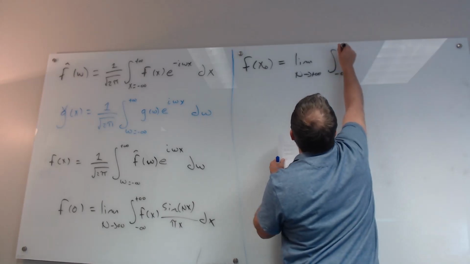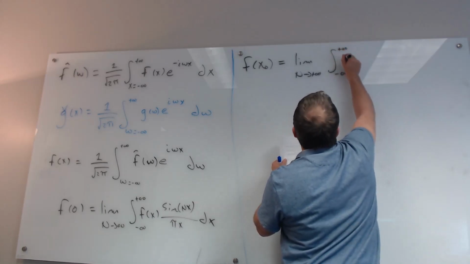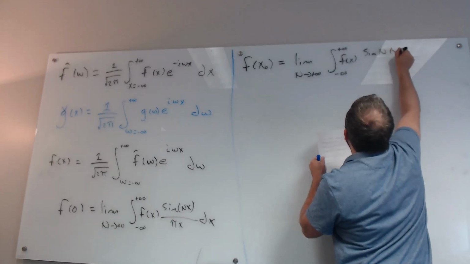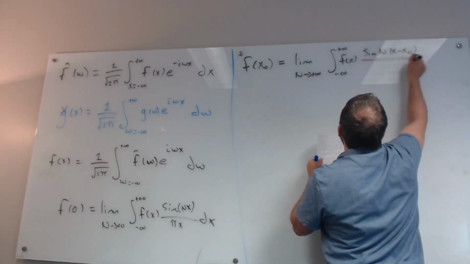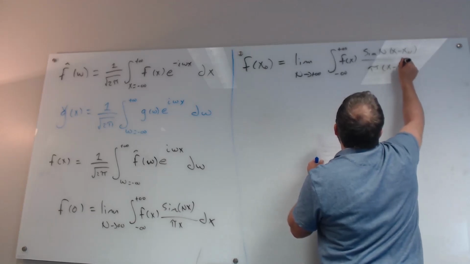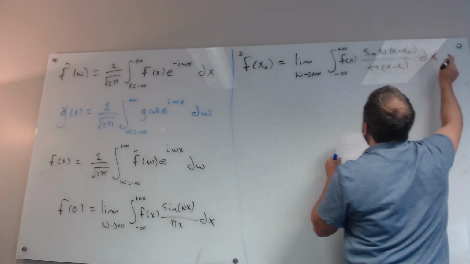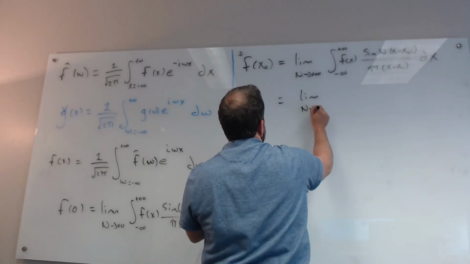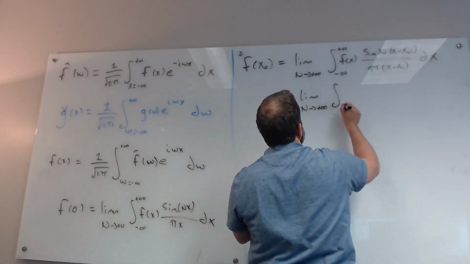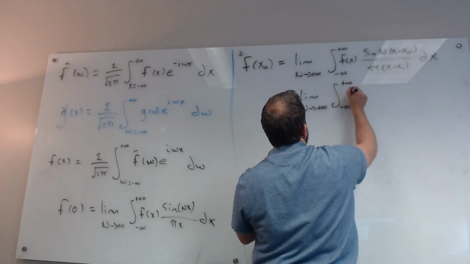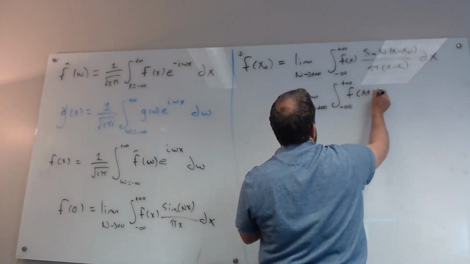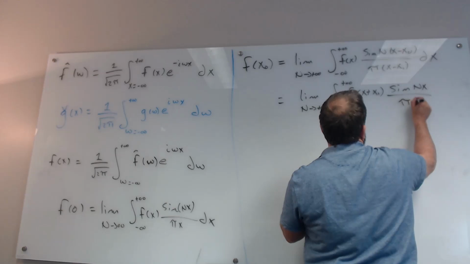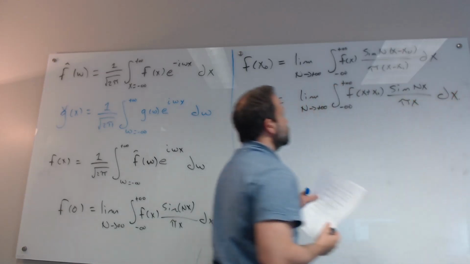This integral goes from minus infinity to positive infinity of f of x sine of n times (x minus x naught) over pi times (x minus x naught) dx, and we can shift it the other way and say this is equal to the limit as n goes to infinity of the integral from minus infinity to positive infinity of f of x plus x naught sine of n x over pi x dx.